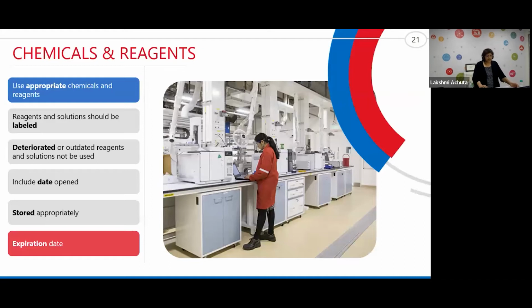The chemicals and reagents used, you need to ensure that the chemicals have appropriate labels, appropriate safety data sheets are available, and they are appropriately stored in safety cabinets, acid-resistant cabinets if required, and the solutions have to be labeled with the expiry date and the open date. You need to ensure that the deteriorated or outdated reagents are not being used, because if you're using it, then it's going to lead to faulty experimental data being generated. So you need to be careful on the type of chemicals and reagents being used.